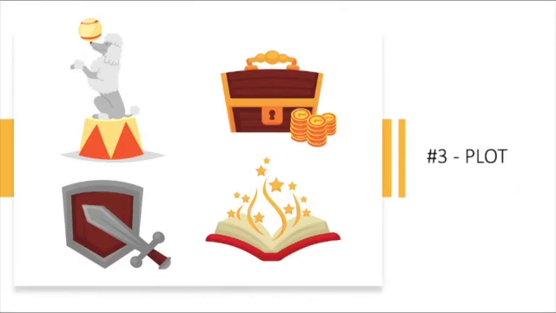The third element is called the plot. And the plot is basically the story itself. It's a sequence of events that happen one right after the other that make up the story. It is how the story develops, unfolds, and moves over time.